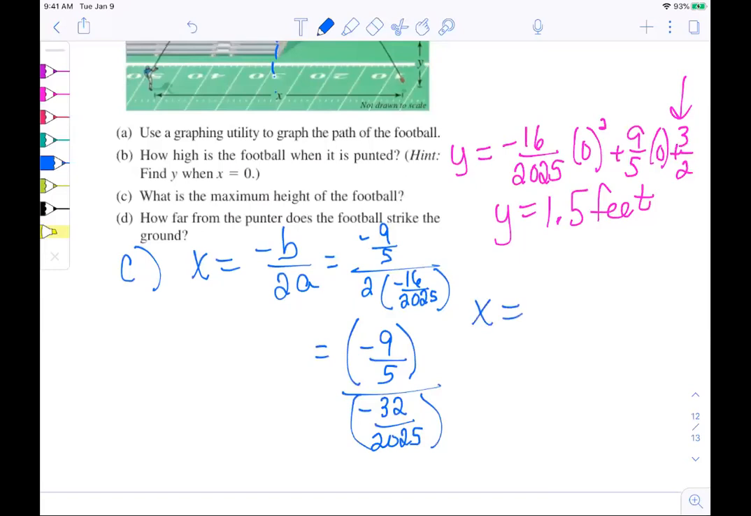And you can have a decimal here because, I mean, we are talking about a real life problem. So probably having a decimal makes a little more sense than having an answer as a fraction. Can anybody give me this x value when you take -9/5 and divide it by 32 over 2025? I got 113.9.